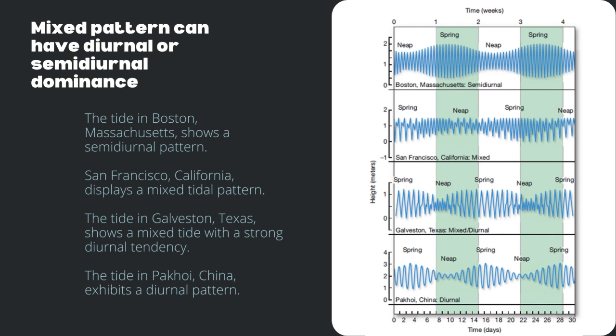If we graph the tidal behavior over a month, we can identify these variations. Observe the frequency of the oscillations and how the tidal amplitude varies in every case. In this image we can see the tide in Boston, Massachusetts, which shows a semidiurnal pattern. The tide in San Francisco, California, displays a mixed tidal pattern. The tide in Galveston, Texas, shows a mixed tide with a strong diurnal tendency. The tide in Pakhoi, China, exhibits a diurnal pattern.